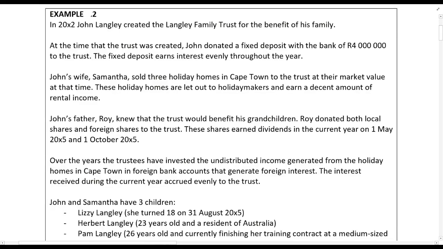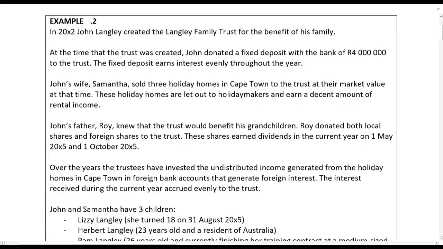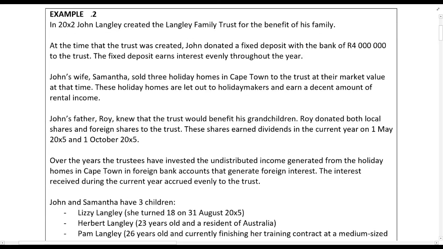So here we go. In 20X2, John Langley created the Langley Family Trust for the benefit of his family. I want you to understand this trust was not created in terms of a will. At the time that the trust was created, John donated, very important as you see there, a fixed deposit with the bank of 4 million rands to the trust, which earns interest evenly throughout the year.